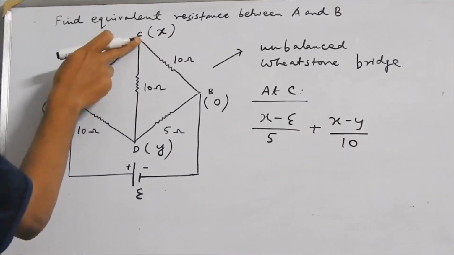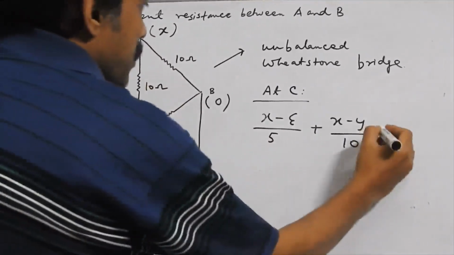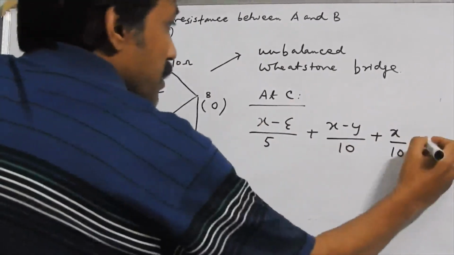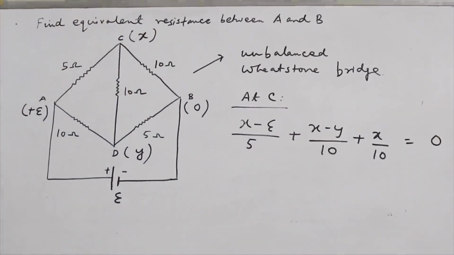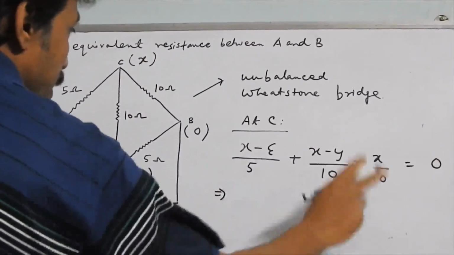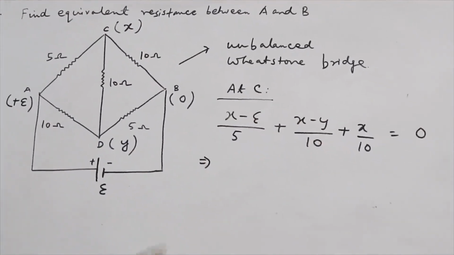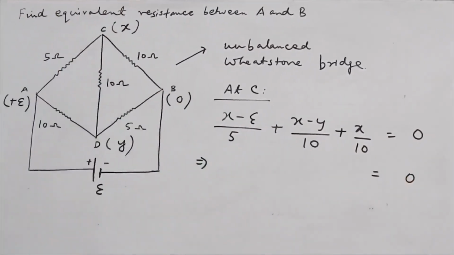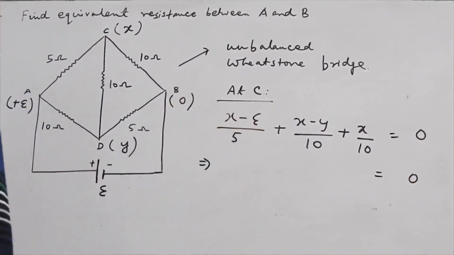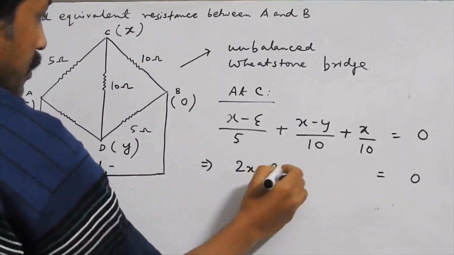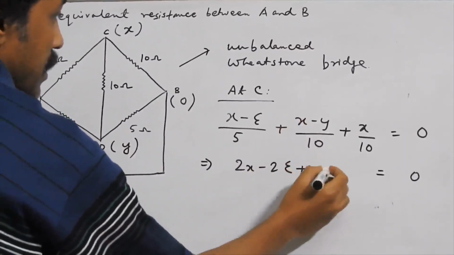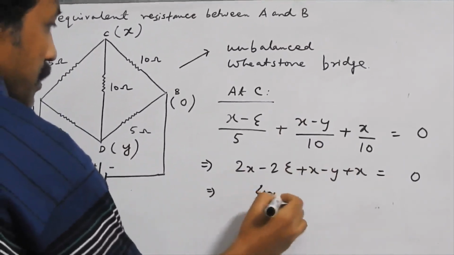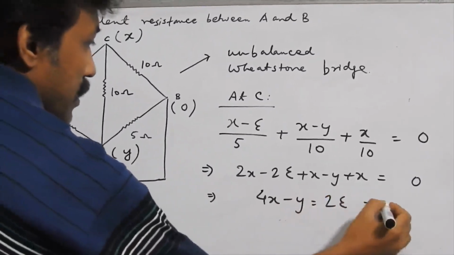And the current flowing along CB will be (x minus 0) upon 10, that is x upon 10. And the sum of the currents is equal to 0 by Kirchhoff's current law. Now, if we simplify it, we will get the LCM as 10, and 10 multiplied with 0 will give you 0, which means this is 2x minus 2 epsilon plus x minus y plus x, which means 2x plus x plus x, 4x minus y equal to 2 epsilon. This is our first equation.